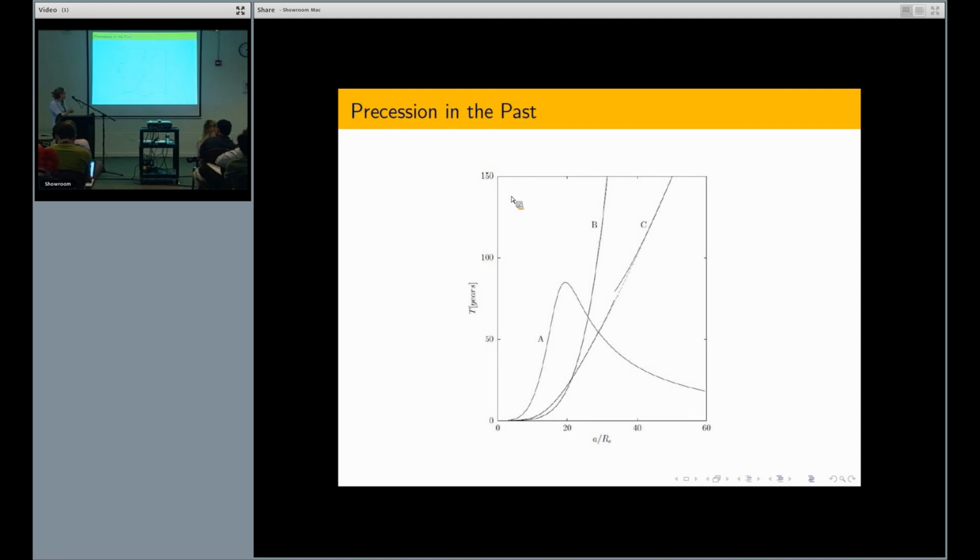And so you can see that curves B and C cross over curve A right here, which means that before this point, before 26 to 29 Earth radii, depending on whether the moon is frozen in its shape at that point or not, the core spin axis and mantle spin axis are locked together.